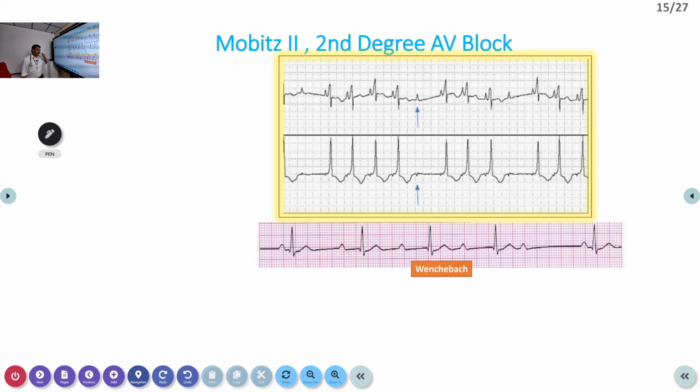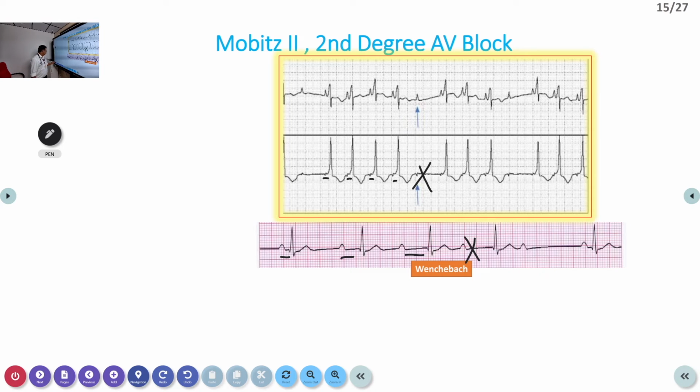Now Mobitz type 2 block is slightly different from Wenckebach. Wenckebach, you have already seen, is progressive prolongation of the PR interval and drop of one QRS complex. But here there is no progressive prolongation, all PR intervals are equal and suddenly you are missing one QRS complex. So this is Mobitz type 2, a second degree heart block. So that is very important.